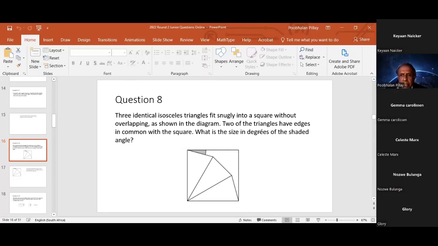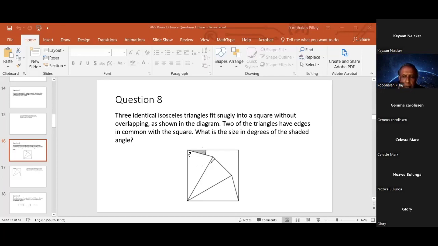Now, 2 of the angles have edges in common. Okay, you can see the diagram. What is the size in degrees of the shaded angle? So you need to work out this shaded angle here. All right. So how do we do this? We say, well, let's see now. I don't know this angle, but I know the full angle. That's 90. So I can calculate this angle if I know this angle here. All right. So do I know those? Do I know that angle?